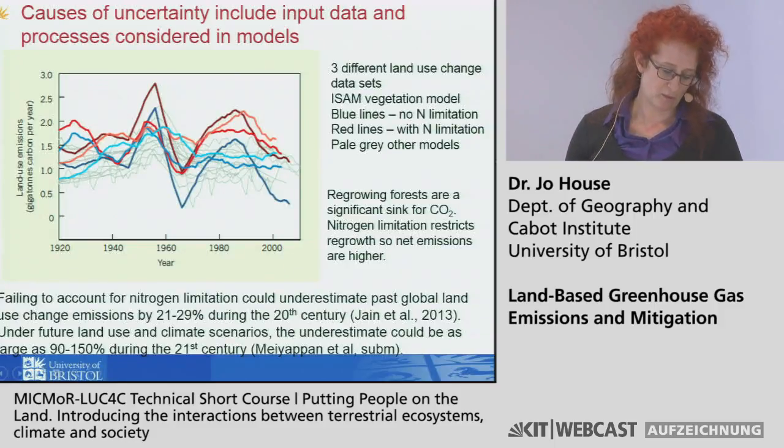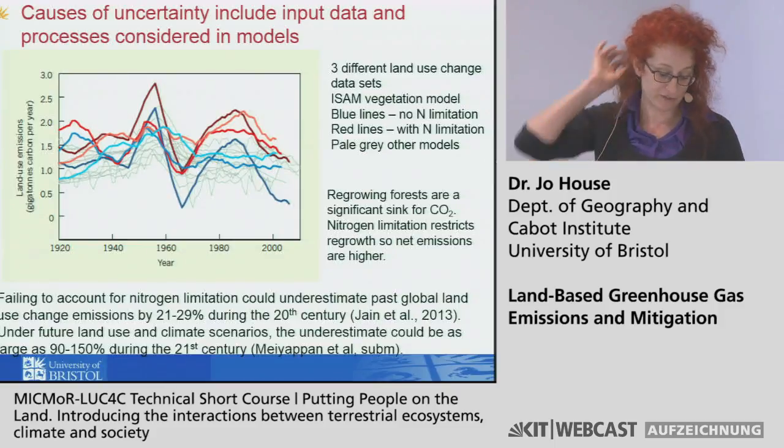And so failing to account for nitrogen limitation, we reckon, underestimated past global land use change emissions by 21 to 29% during the 20th century. That might be a bit on the high side or not, it's hard to tell, and more people are including the nitrogen cycle in models, but it just shows that it could have a potentially very big impact.